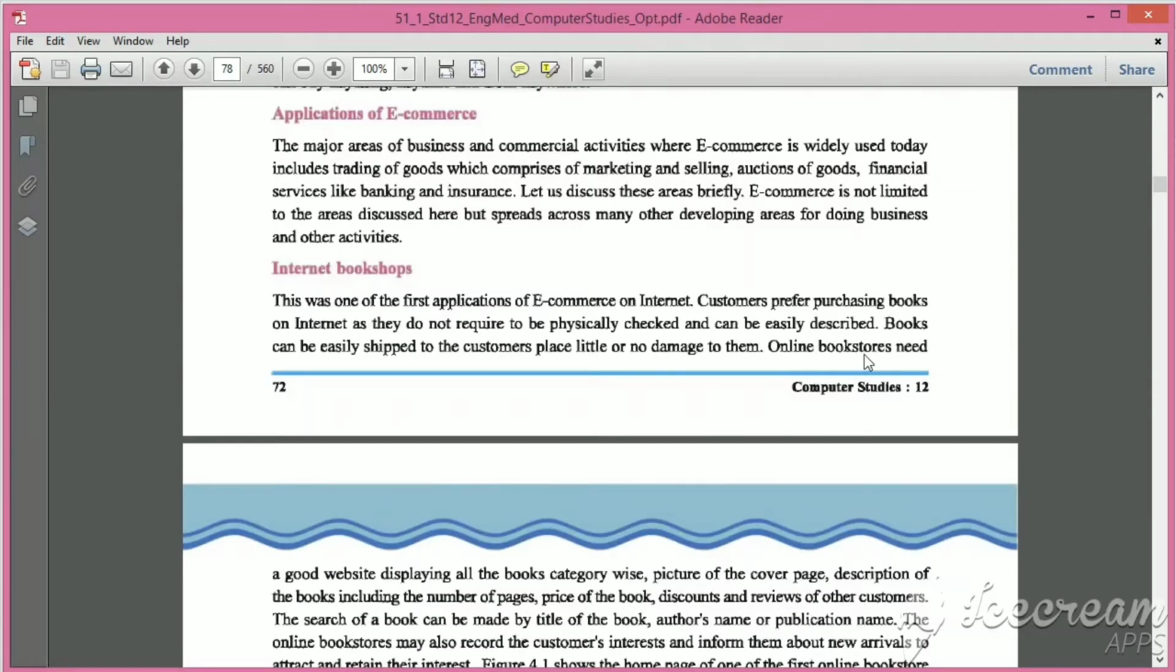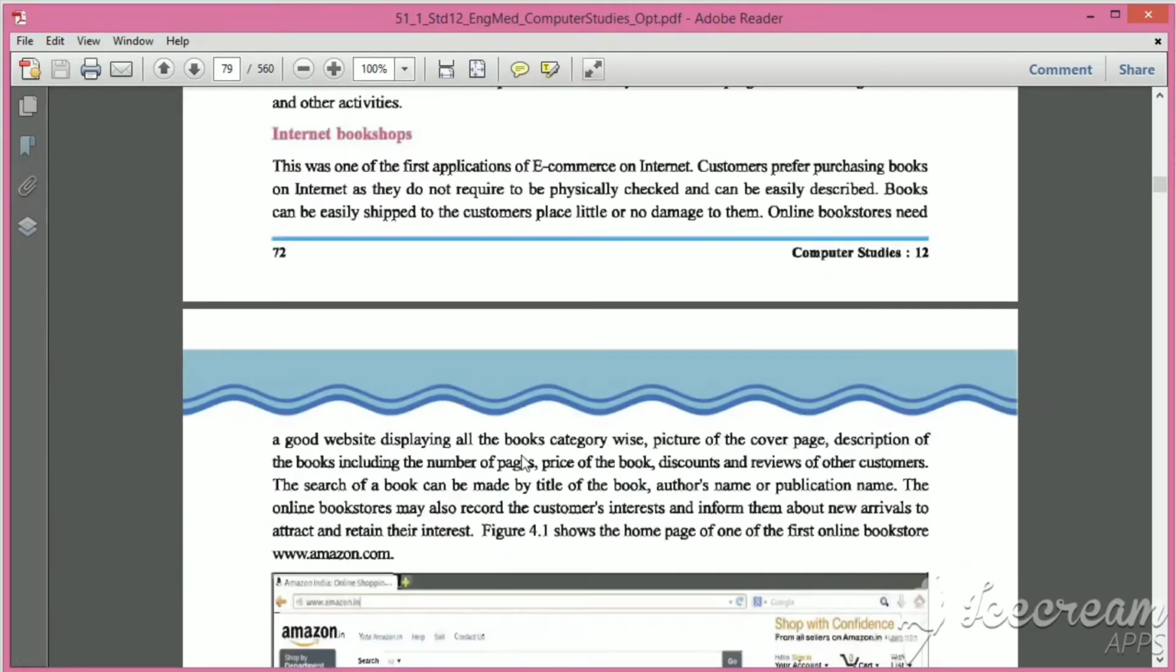Customers prefer purchasing books on the internet as they do not require to be physically checked and can be easily described. Books can be easily shipped to the customer's place with little or no damage to them. An online bookstore needs a good website displaying all the book categories wise with pictures and cover pages. Descriptions of the books include the number of pages, price of the book, discount and reviews of customers.